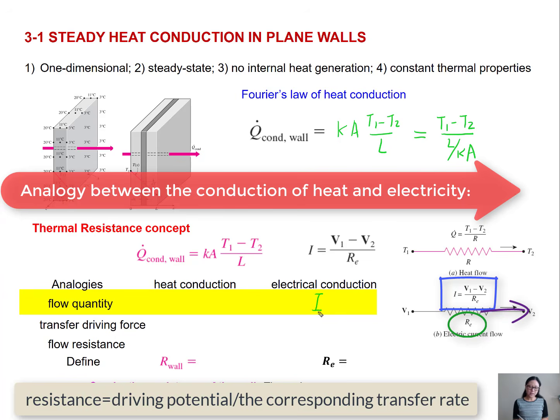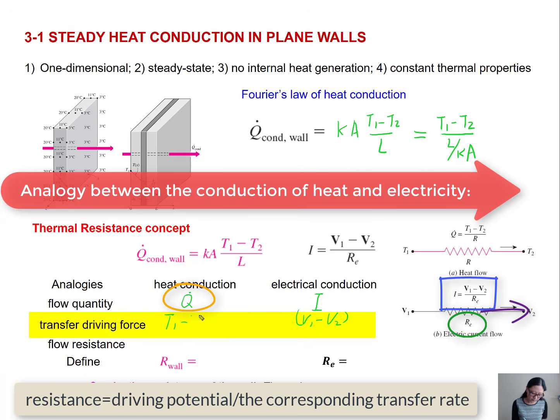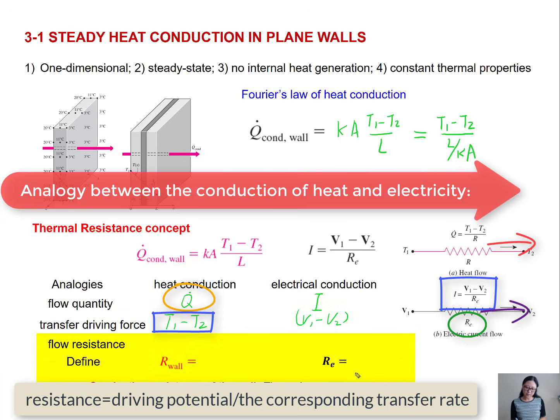In heat transfer, we have the heat rate Q, corresponding to the voltage difference in conduction of electricity, we have T1 minus T2, which is the driving force for heat transfer. In electricity, we have the electric resistance as the ratio of the driving potential to the transfer rate I. In heat transfer, we define conduction resistance as the ratio of the driving force temperature difference divided by the transfer rate Q dot.